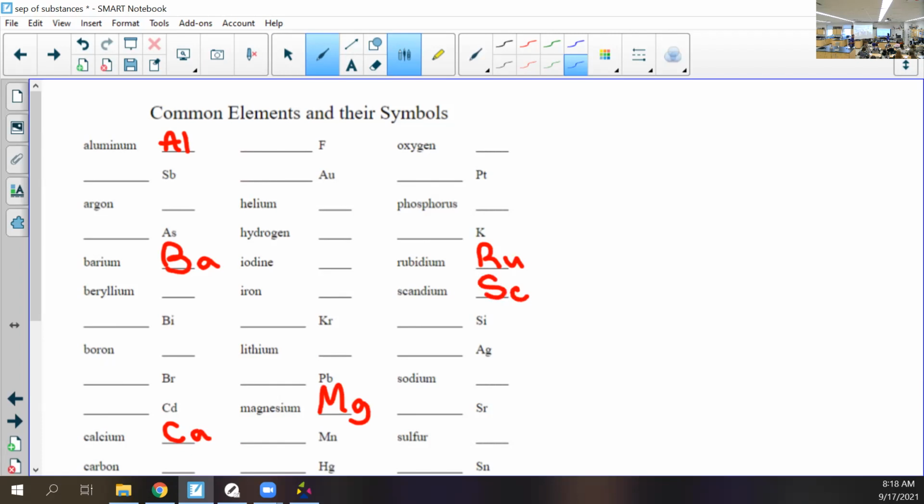Okay, rule number 3 is that the first letter is always capitalized and the second letter is never capitalized. So first capitalized, second lowercase every time.